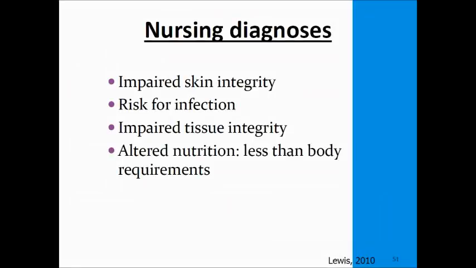So nursing diagnoses that you can use for your care plans: impaired skin integrity related to injury, such as pressure, or maybe related to restraints. That's why it's so important to check frequently. Risk for infection related to skin disruption, impaired tissue integrity related to poor perfusion or poor nutrition, and altered nutrition less than body requirements.